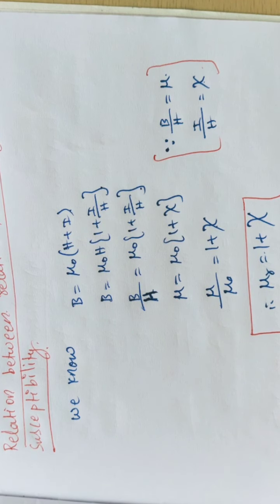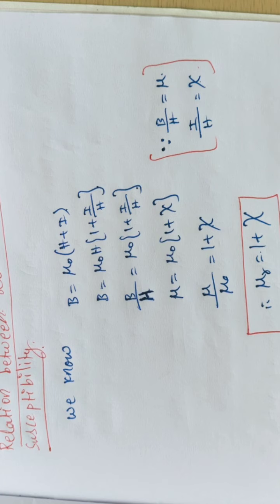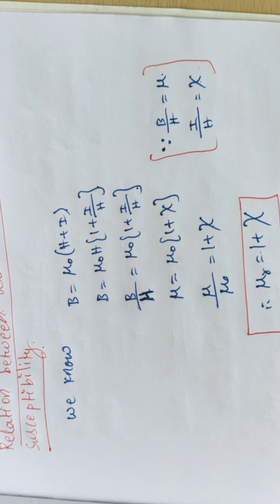In this session we discussed that relative permeability is nothing but mu by mu naught. Therefore mu r is equal to 1 plus susceptibility. These are the relations: mu r is equal to 1 plus susceptibility. These are the things we have completed, students.